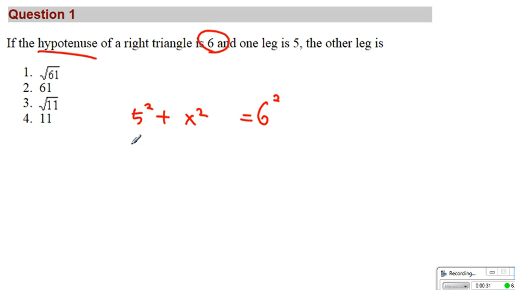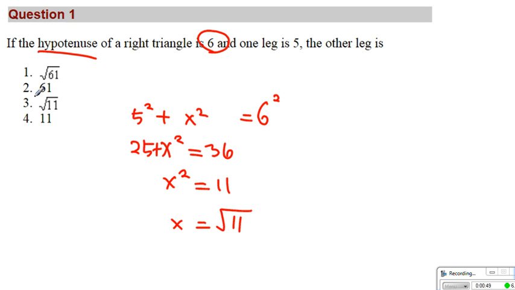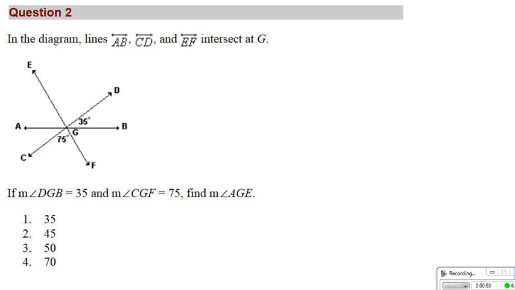And here we have 25 plus x squared must be equal to 36. So when you subtract 25 from each side, x squared must be equal to 11. Then, to find the value of x, we have to take the square root of 11. Therefore, our answer will be choice number 3. Alright, let us move on to the second question.